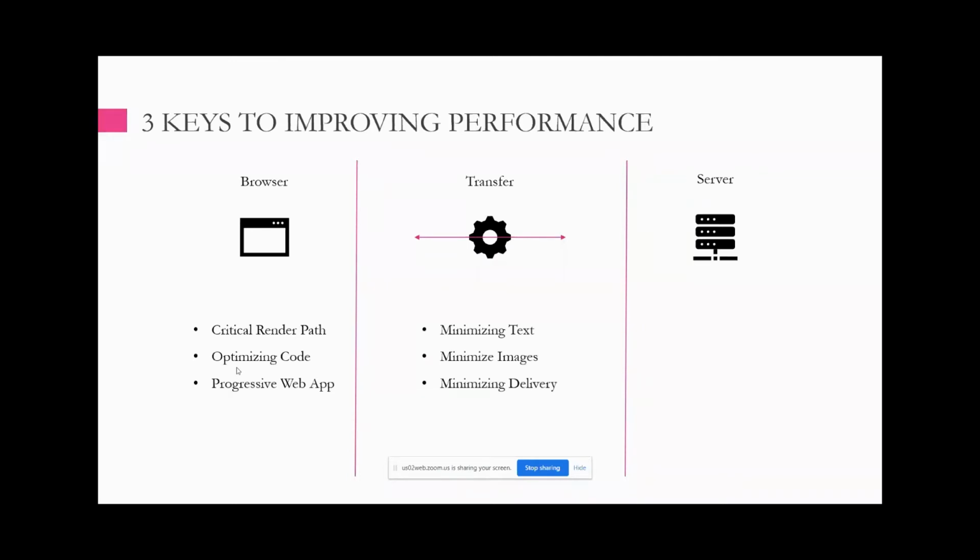Next, we'll talk about the actual transferring. In this case, we could minimize the text of our code or minimize the images. And finally, we can minimize delivery, and we'll talk about that more. And then from the server side, there are many things that can be done. We could use CDN, caching, load balancing, scale the database horizontally or vertically, and then gzip.